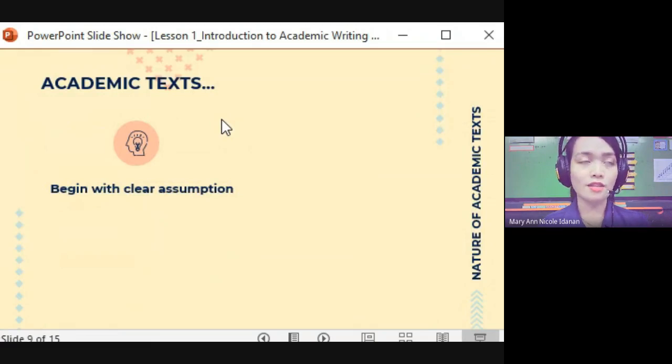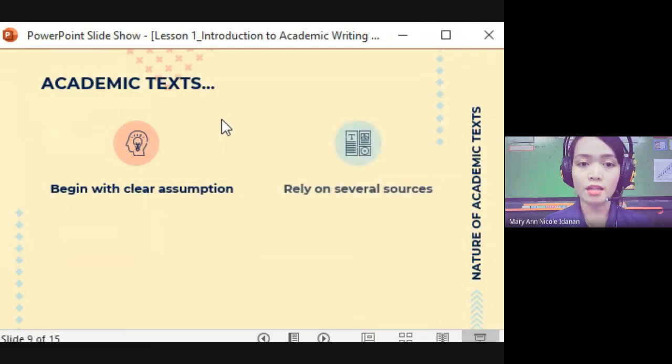And class, it is not just assumption, but it must rely on several sources. To make your assumption valid, you must rely or depend on different resources or sources. It can be textbooks, it can be online resources, or it can be expert persons in that specific field.